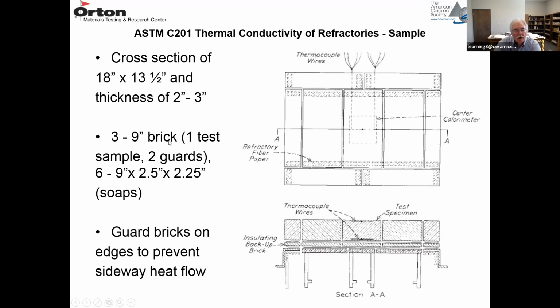So 3 9-inch bricks. The center one is the test brick. The 2 other full-size bricks are the guard bricks. And then the bricks that are cut in half are the edge guard bricks that prevent sideways heat flow.